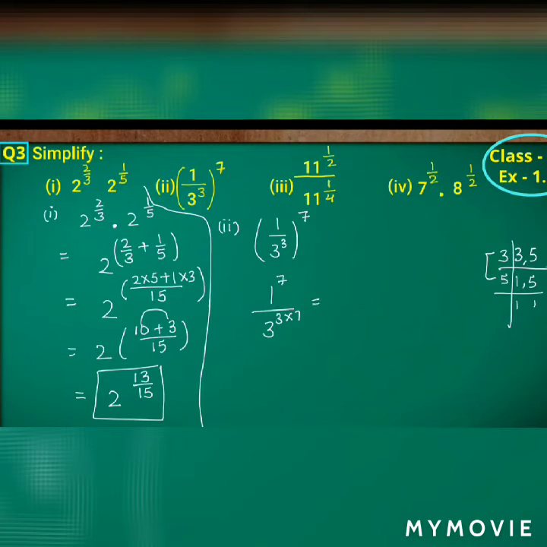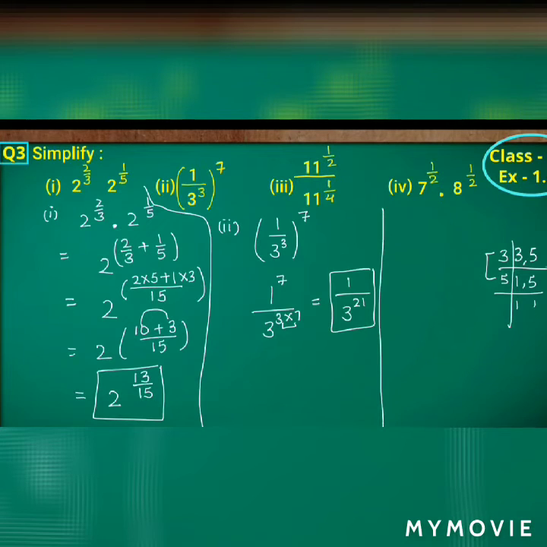So 1 power 7, we know that is 1 itself. So 3 power 3 sevens are 21. So which is in the form of 1 by a power m. Either you can keep 1 by a power m, or else you can take the reciprocal of this.